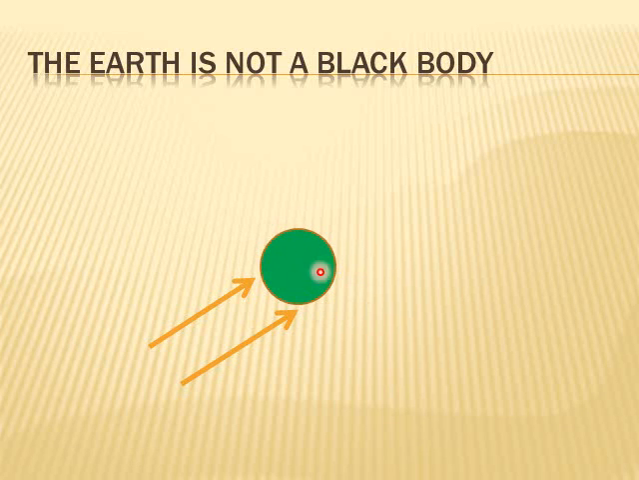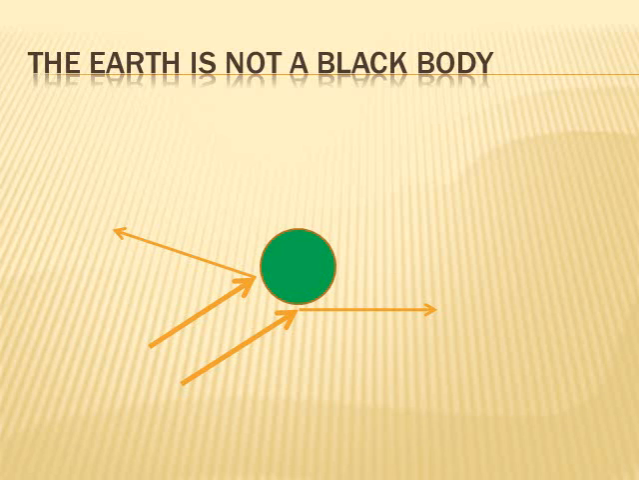Some of that light energy is absorbed, and some of it is reflected, because the Earth is not a black body, right? We've already looked at that. So that means that some is reflected out. Notice these arrows are thinner. That's because some is absorbed, some is reflected out.